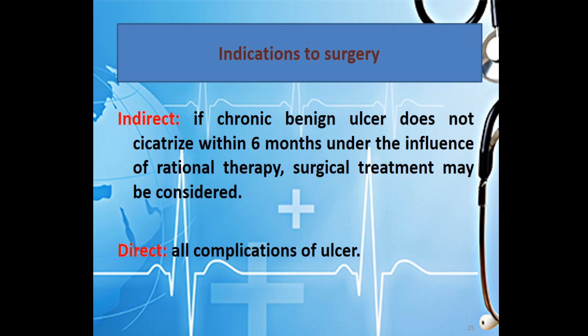Indications to surgery may be indirect and direct. Indirect: the ulcer not cicatrizing, not healing during 6 months after effective, complex, rational therapy. In this case we can think about planned surgery, because complications can appear and we want to prevent them. Direct: all complications of ulcer are direct indications to surgery.